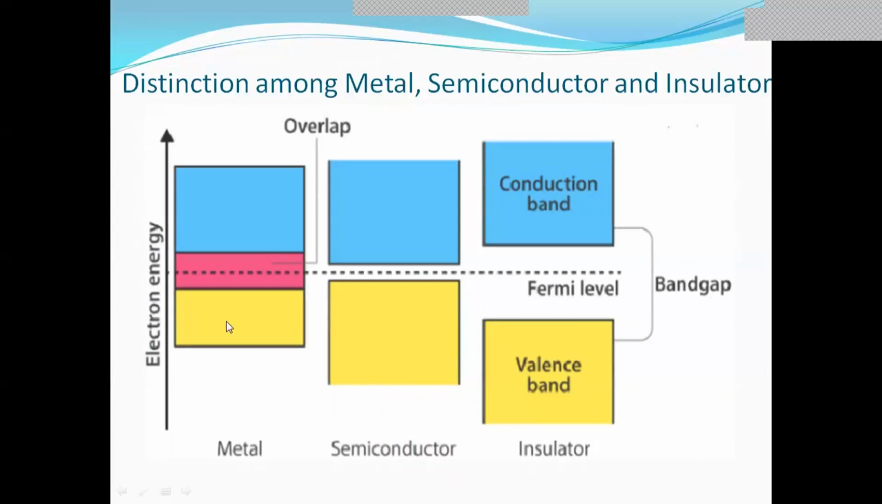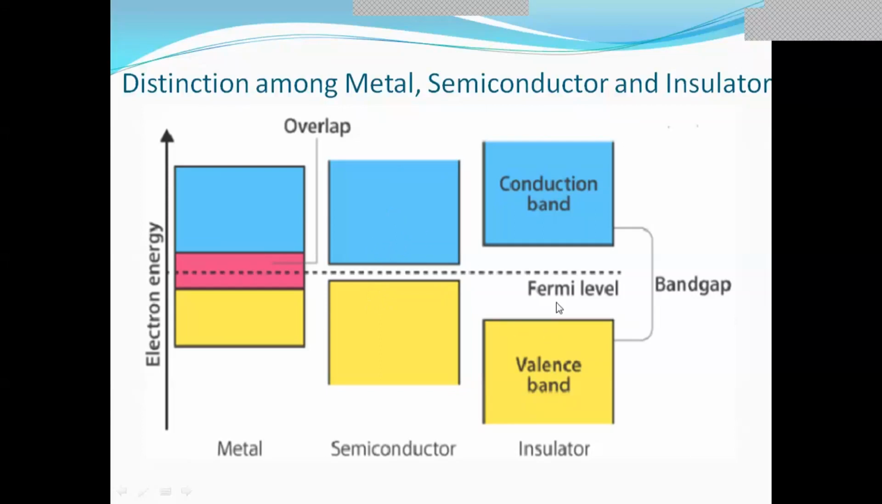In metals, the conduction band overlaps with the valence band, so electric flow is seen easily. In semiconductors, there is a very small gap between the conduction band and the valence band, so electrons having more energy can jump into the conduction band, which allows electric flow.